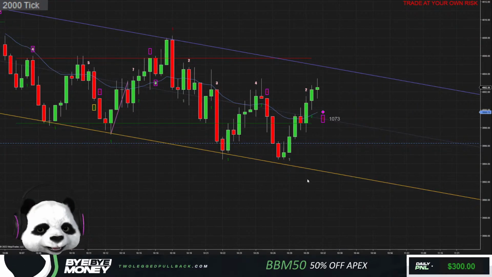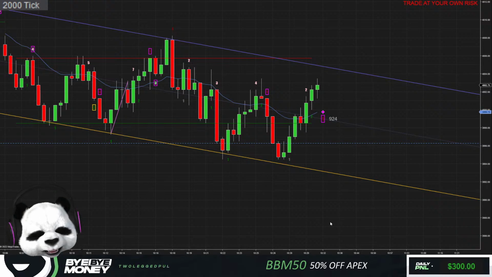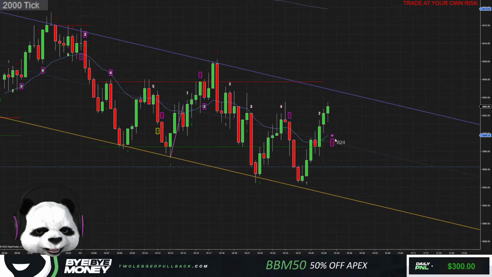Do I want this second entry short? It's not near any resistances. That's the problem. I can't. It's hard for me to take that. Plus, not enough room to the 20 MA.